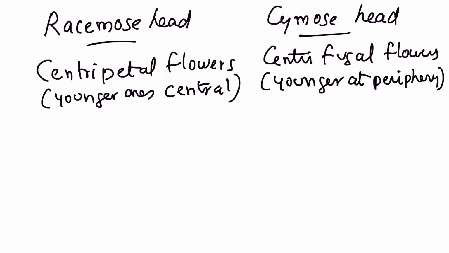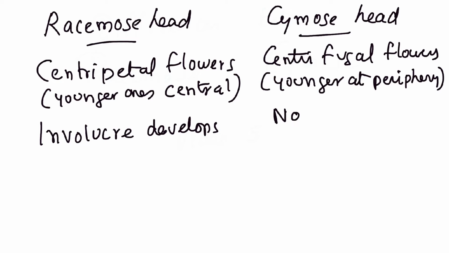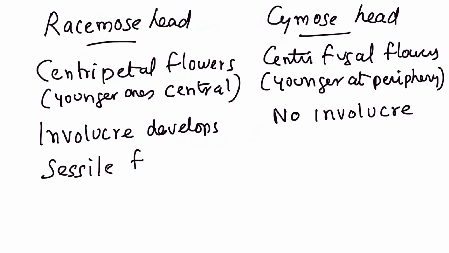Going on to the second key difference. You have the involucre. Involucre basically means a wall-like or a ring-like arrangement of the bracts. Bracts are something like modified leaves or modified leaf-like development. So you have the involucre in the case of Racemose, but such a ring-like development of the bracts is not seen in the Cymose head.